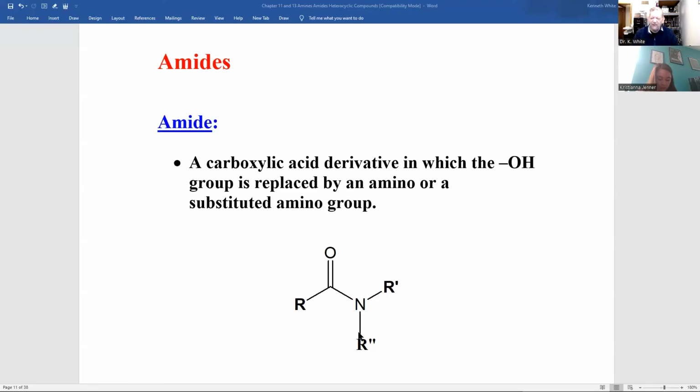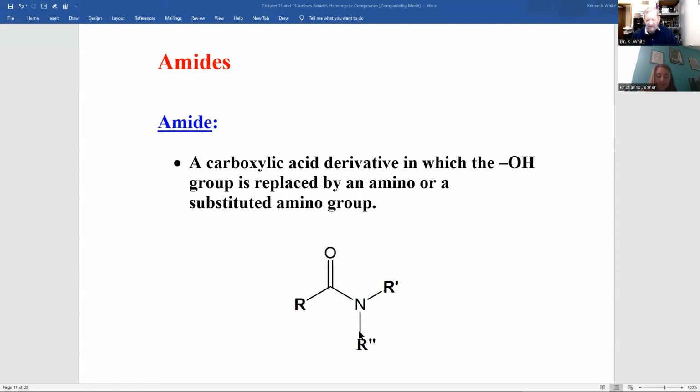And I've made you wait a whole 5 minutes to figure out, guess what time it is? It's new functional group time. And we're going to talk about a new functional group that contains nitrogen. And that new functional group is the amide. Everybody see that on their screen?